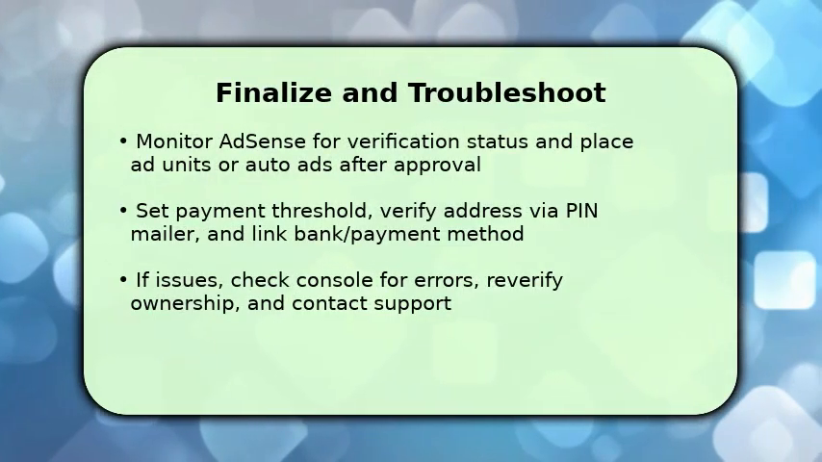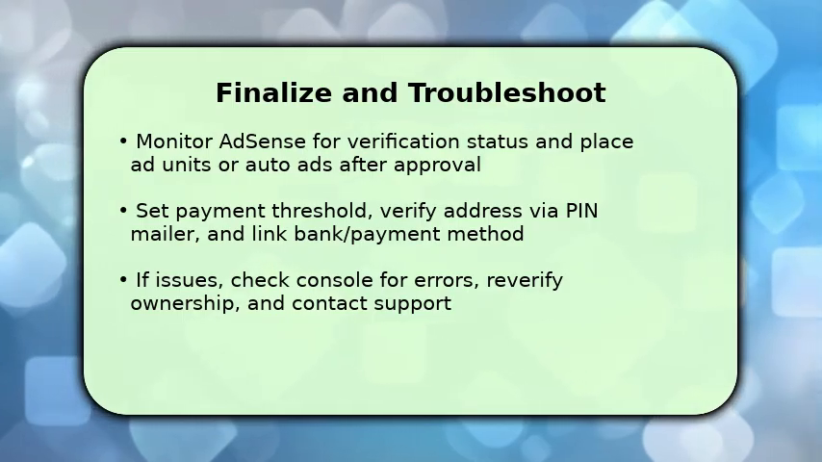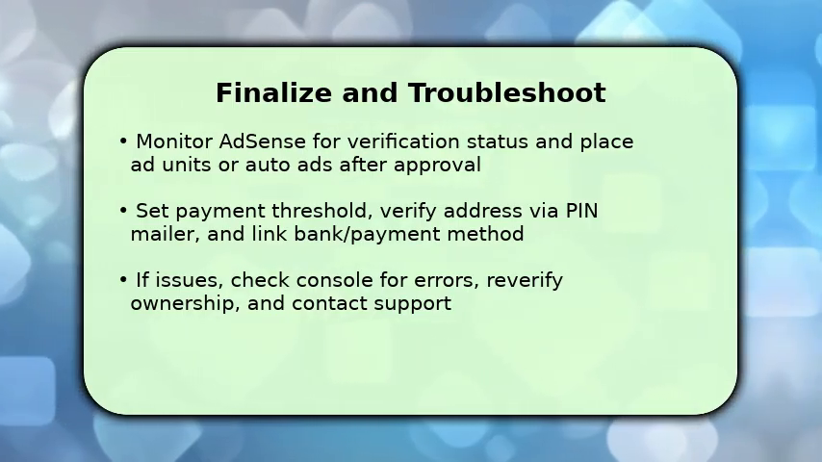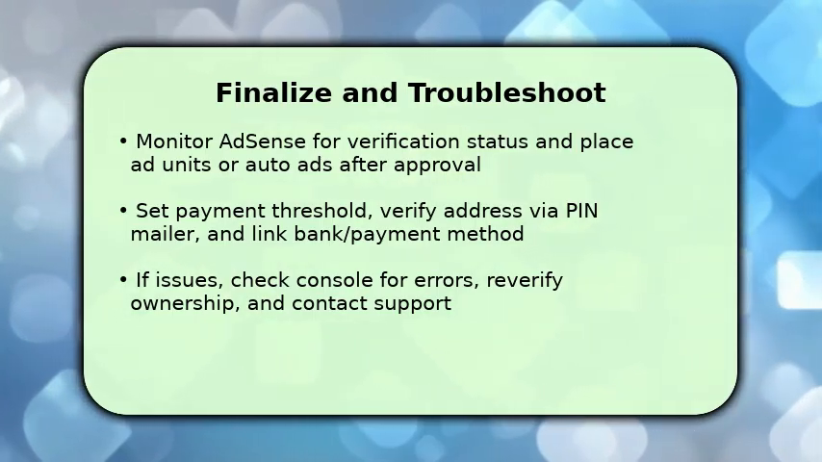Watch your AdSense account for status updates. Once approved, place ad units or enable auto ads and set your payment threshold. Verify your address when the PIN arrives in mail and link your bank account for payouts.